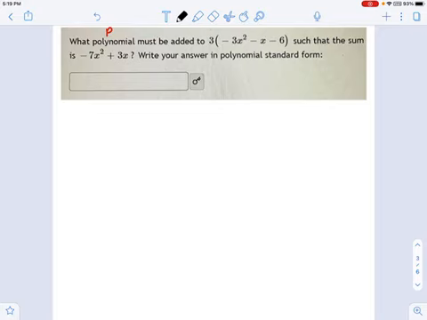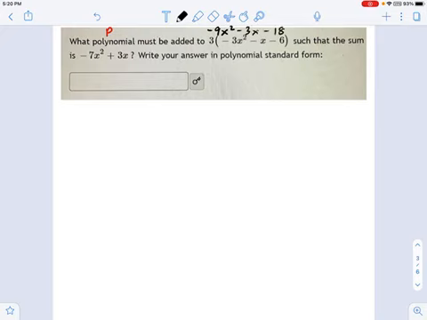And the first thing I want to do is fix this polynomial right here so it doesn't look quite so ugly. And the way I'm going to do that is by distributing the multiplication. So I'm going to take that 3 on the outside and multiply it through. This becomes negative 9x squared minus 3x minus 18.